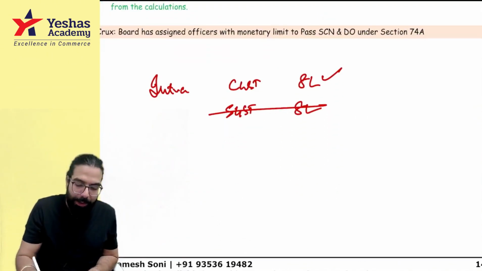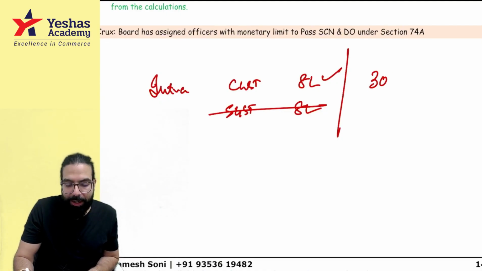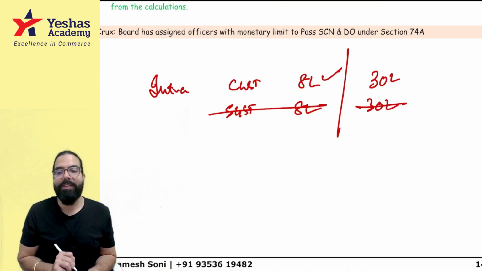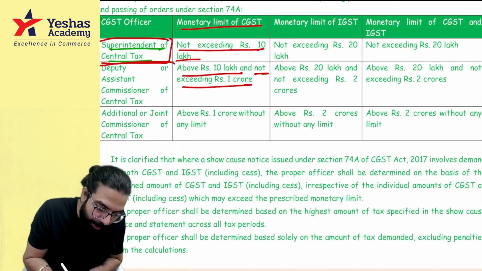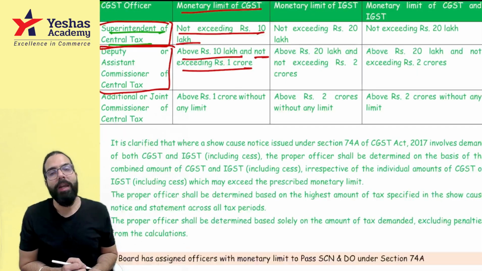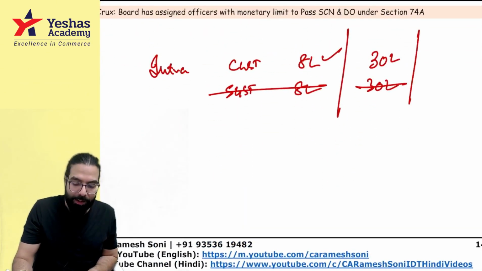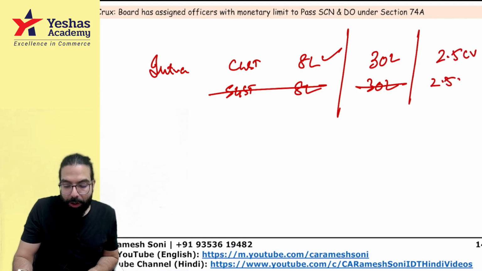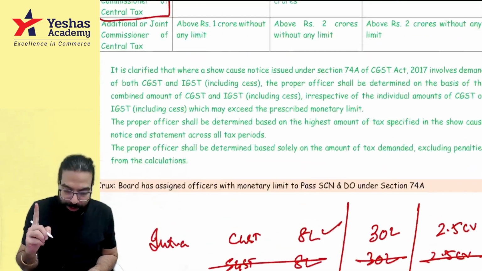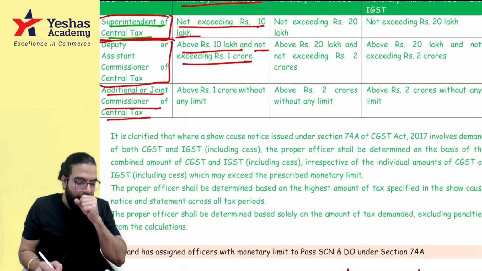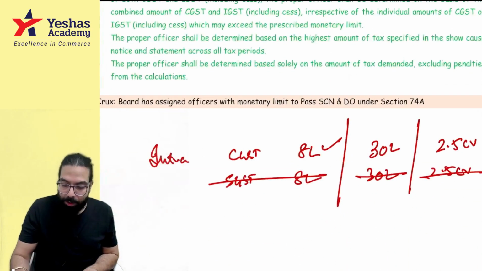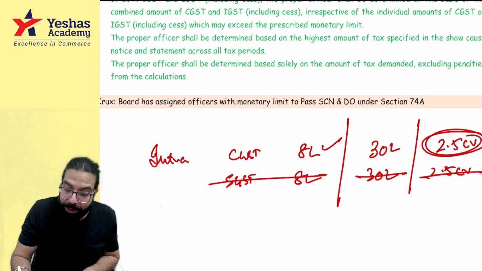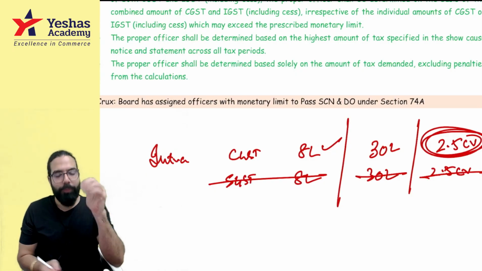For example, in an intra-state case involving 30 lakh rupees CGST and 30 lakh SGST, don't see the SGST amount, see only CGST. 30 lakh: above 10 lakh, not exceeding 1 crore. It means the Deputy Commissioner or Assistant Commissioner will give you the show cause notice and demand order. Again, suppose the tax involved is CGST 2.5 crore and SGST 2.5 crore. Don't see the SGST, see only the CGST amount. Additional or Joint Commissioner, if the amount is above 1 crore, without any limit. Don't take it as 5 crore. Take only the CGST amount. Is this point clear? Yes, sir.